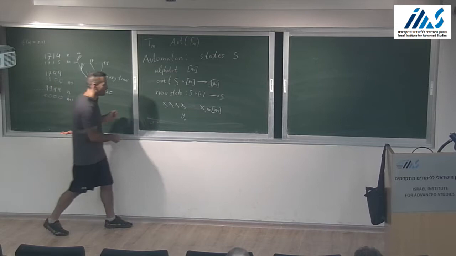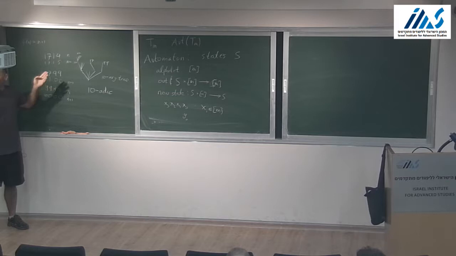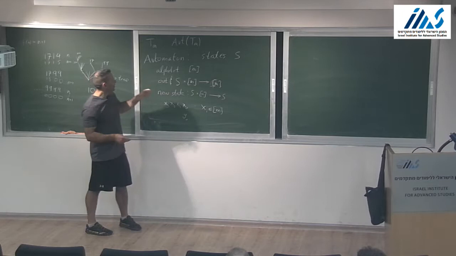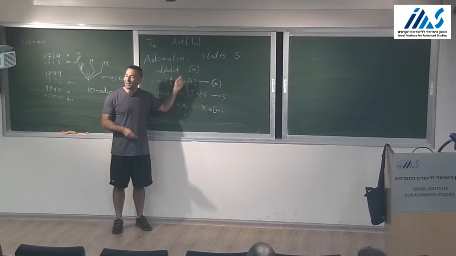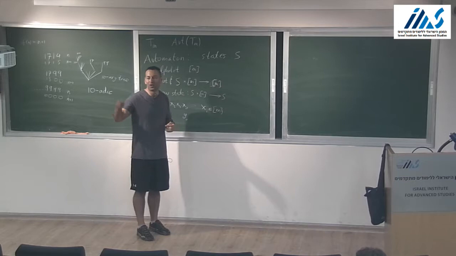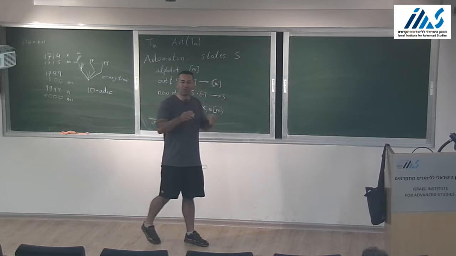So the automaton that adds one has two states. You either still want to add one or you are finished. And if you still want to add one, then if you have input I, the output is I plus 1. And if I was 9, then the new state is 0. Then if I was 9, then you still want to add 1 at the next state. If I was anything other than 9, then you move to the state that you have finished.